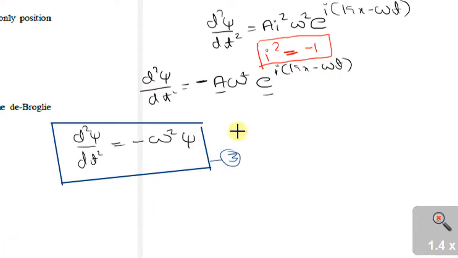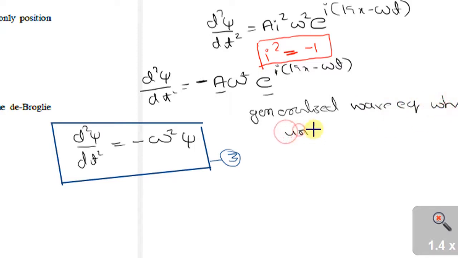Once we got this equation, let us consider the generalized wave equation which is under motion.